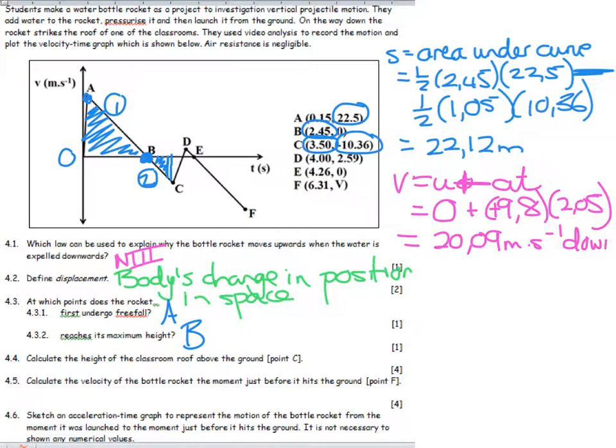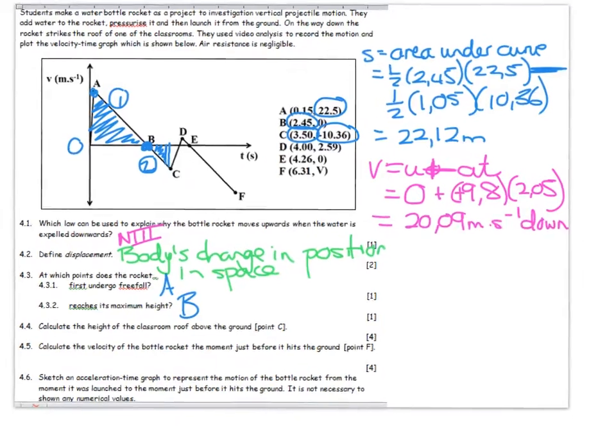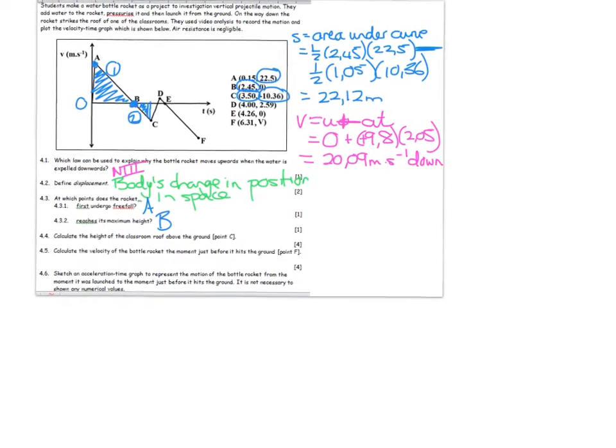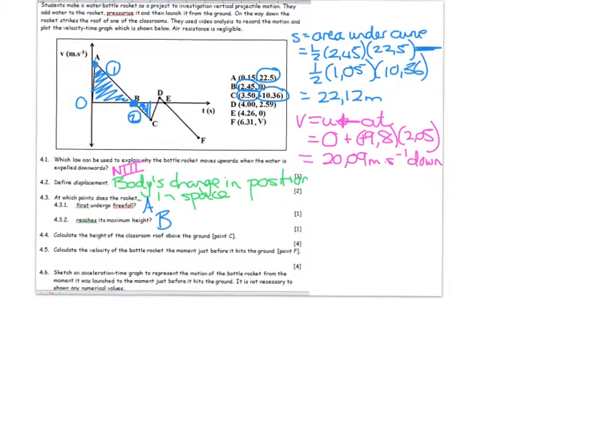And then finally it says sketch an acceleration time graph to represent the motion of the bottle rocket from the moment it was launched to the moment just before it hits the ground. It's not necessary to show any numerical values, so what are we going to do? I definitely know that initially I had a positive acceleration. That's a very positive gradient, high positive acceleration. And then we had a negative acceleration at -10 for quite some time.